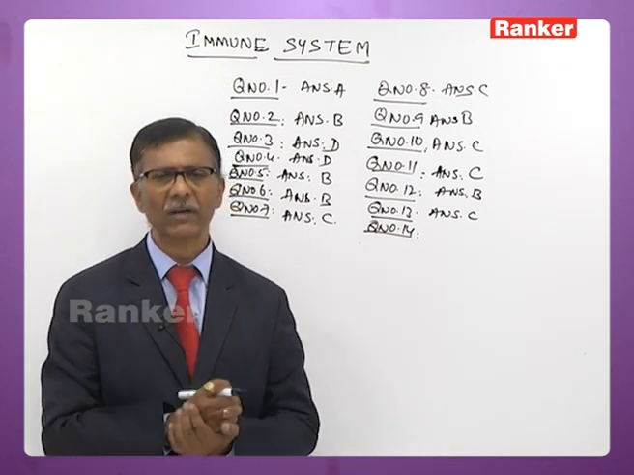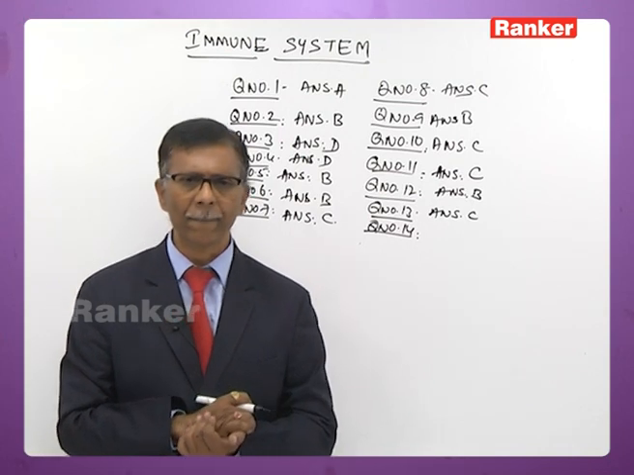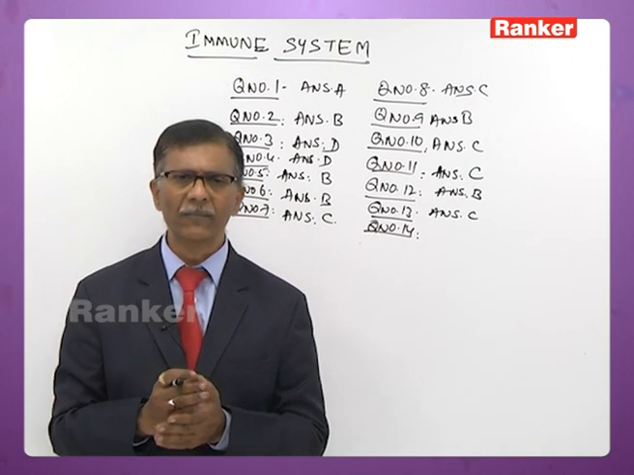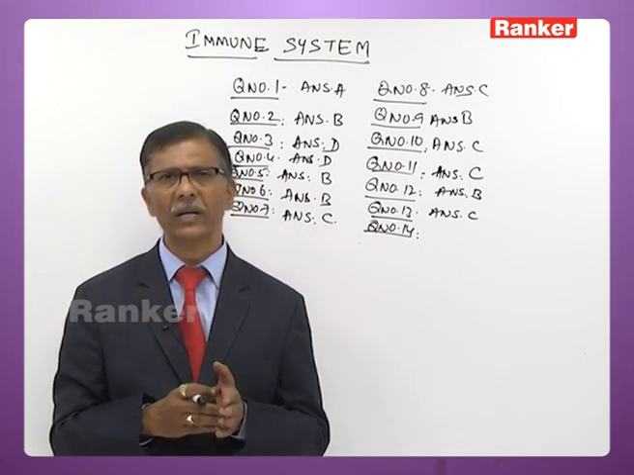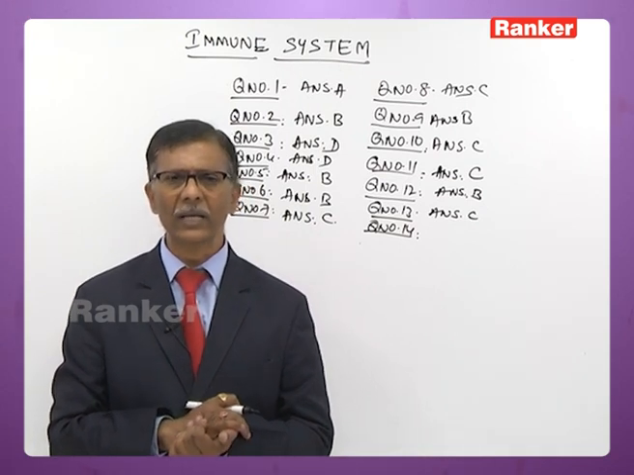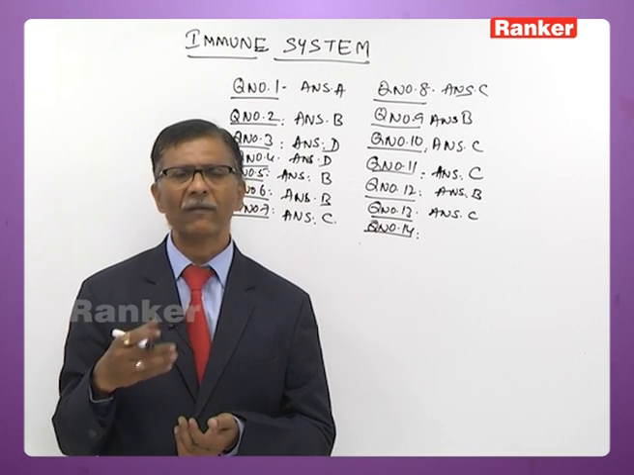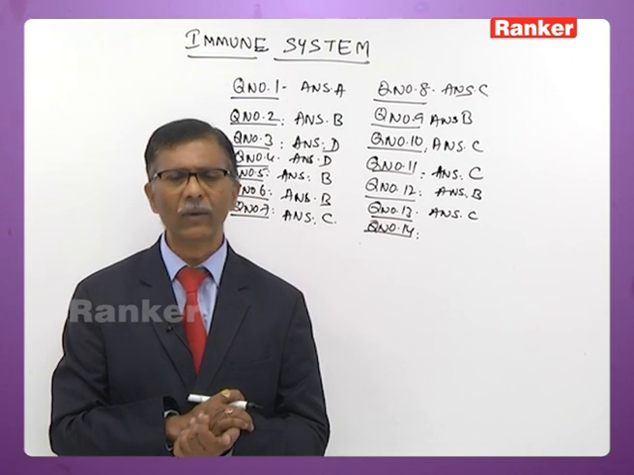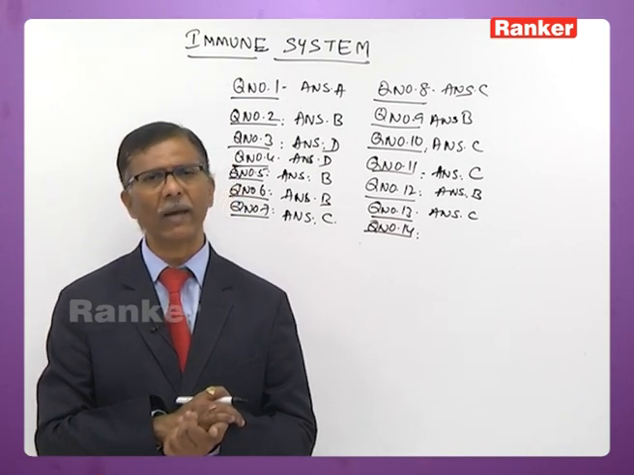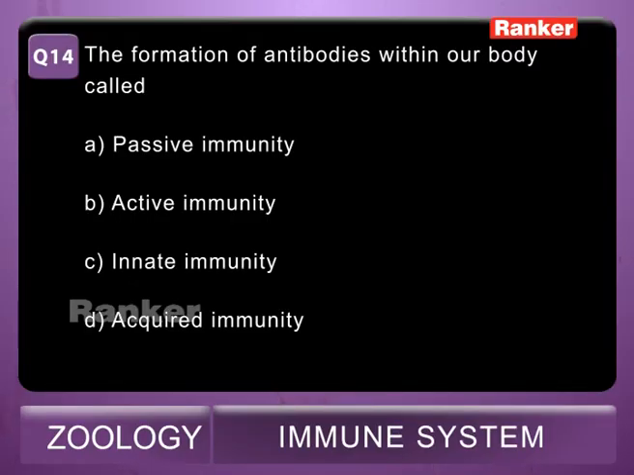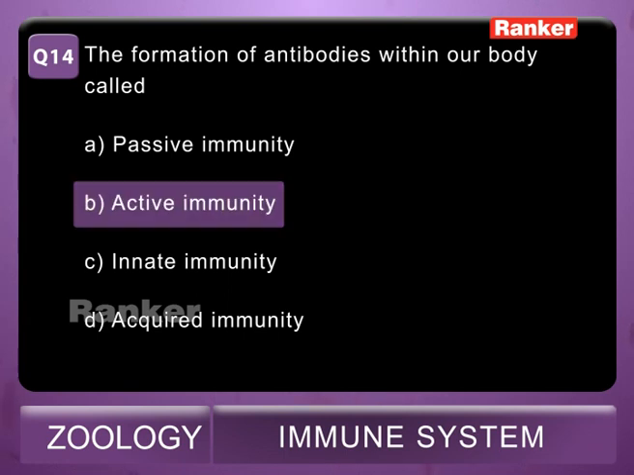Under acquired immunity, I have just explained the types of immunity in detail. Under acquired immunity, again there are two types, active immunity and passive immunity. Under active, there is natural active acquired immunity and artificial active acquired immunity. Natural active acquired immunity is the formation of antibodies due to prior contact with the pathogen, and artificial active acquired immunity is formation of antibodies by vaccination, due to administration of vaccines. So, among these the correct option is B, active immunity, that is active acquired immunity.